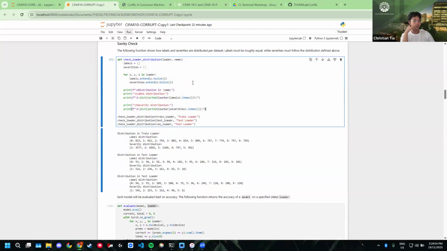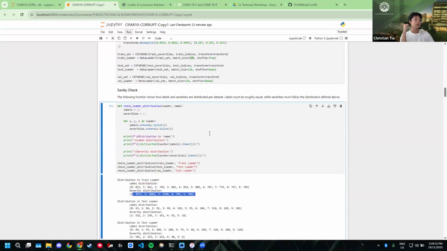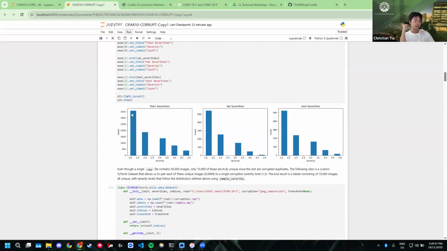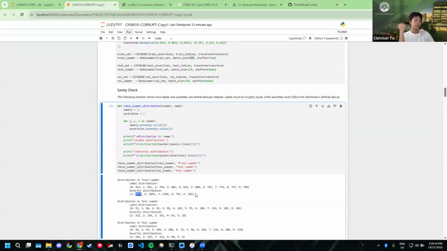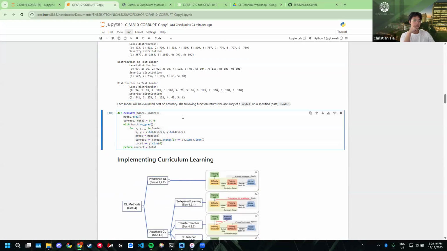Just as a sanity check, I also have this function that will look at the distribution of the labels and severities per train loader. This is just to check that the labels are correctly balanced, so it didn't sample too much of one class and too little of another, and also that the severity distribution follows the distribution we defined previously. Here we can see that it did, because the count for severity level 1 in the train loader is 3,577, so just over 3,500. These line up, and so do the rest of these distributions. So sanity is checked.